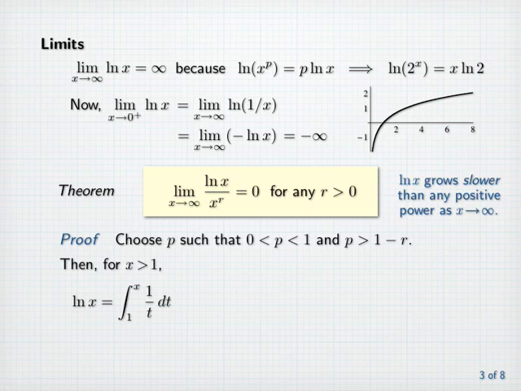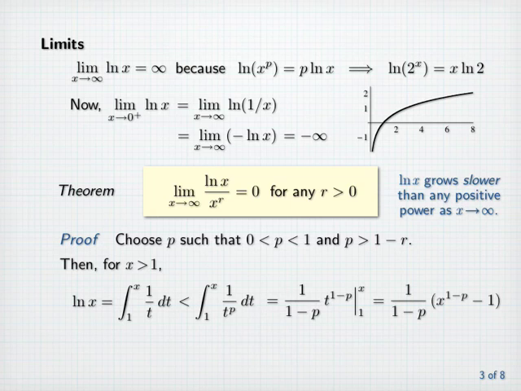That means that 1 over t is less than 1 over t to the pth power, and so the integral from 1 to x of 1 over t dt will be less than the integral from 1 to x of 1 over t to the pth power dt. Now let's evaluate this integral. T to the minus p power gives us 1 over minus p plus 1 times t to the minus p plus 1 evaluated from 1 to x, which is 1 over 1 minus p times x to the 1 minus p, minus 1.